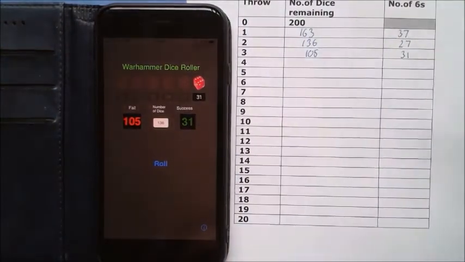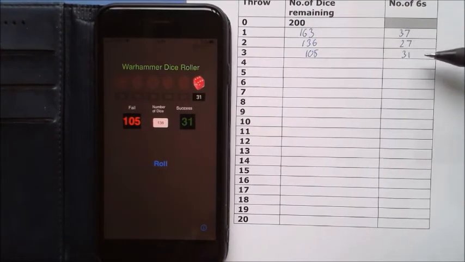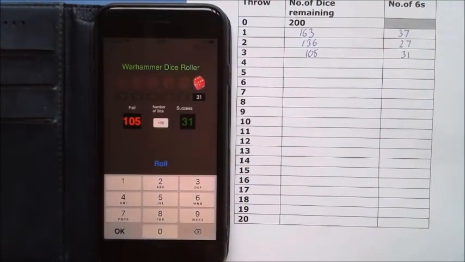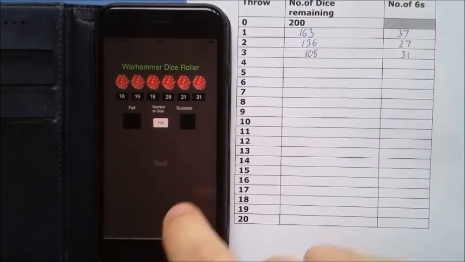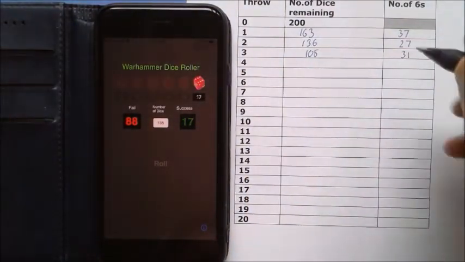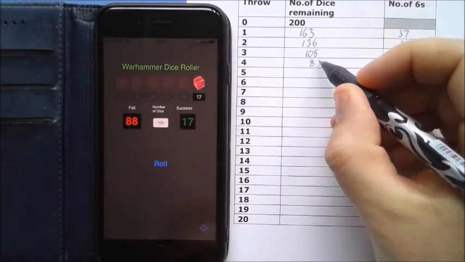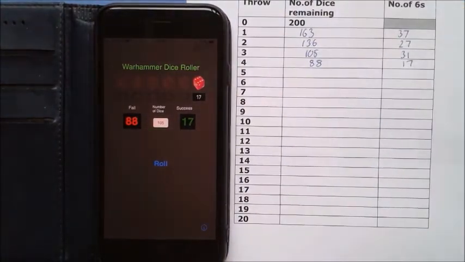Now notice these numbers are completely random. Sometimes they go up, sometimes they go down. Okay, now I'm going to roll 105. And I've only got 17 this time, which leaves me with 88. So I'm going to shut up now, but I'm going to keep rolling these dice, and you can just fill the rest of your table in as you go.